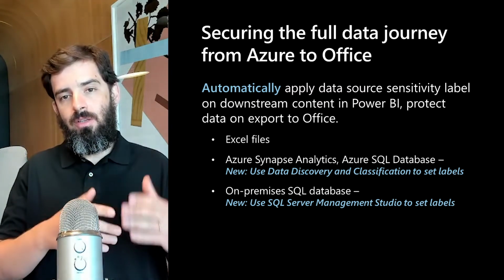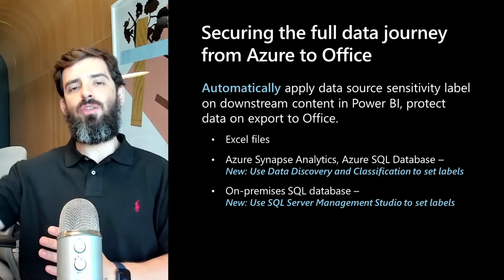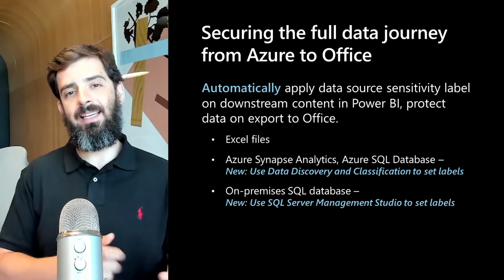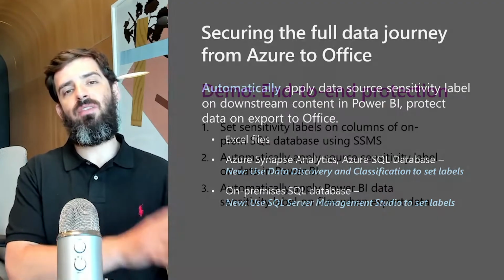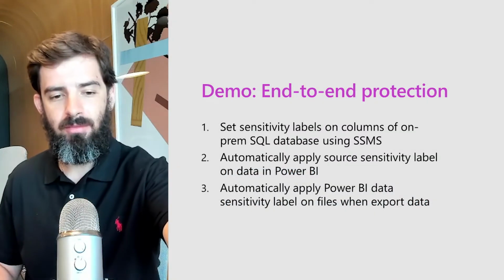Also, the sensitivity labels that are applied on Excel files for organizations that already use sensitivity labels are also automatically inherited when data is fetched from an Excel file to Power BI. Let's see the demo in action.